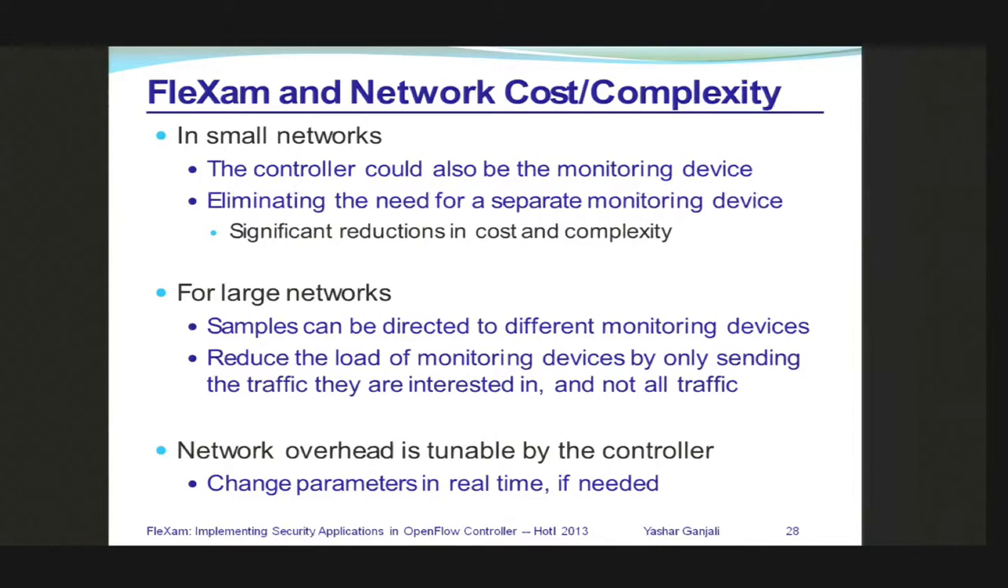So to summarize what you can do with FleXam, in small networks, you can install the application on the controller, use sampling to send packets, and let the application do the work for you. For larger networks, you might still have multiple boxes because of the destination field you have in the FleXam specification. You can divert parts of your traffic in an intelligent way. Rather than sending all the traffic, you sample and send parts of it to specific devices you have in your network. And overall, it gives you a tunable information channel between your data path elements and the controller.